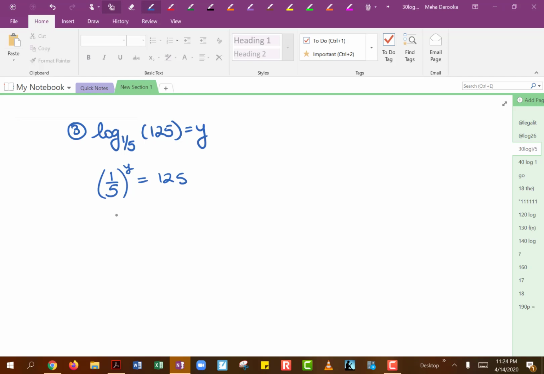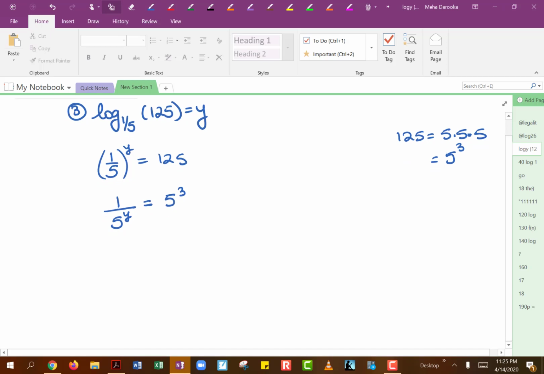Okay, now you can actually take that y and just put it on the 5 in the denominator, because 1 raised to any exponent will always be 1. So you can leave 1 as it is and just put that y on the 5 in the denominator. Here, 125 will break down into 5 times 5, which is 25. 25 times 5 is 125. So 125 is actually going to be 5 to the third power. So we can rewrite this guy as 5 to the third power.